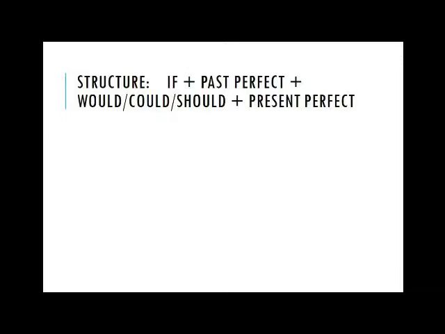Now, from the example we have, you can see a clear structure of the conditional type 3. There is an if clause, and that if clause is written in the past perfect. That is why in the structure you have if plus the past perfect plus a modal auxiliary that can be would, could, should, might, or ought to. All these are modal auxiliaries you can use before the result clause. So you're going to have if plus past perfect plus the modal auxiliary plus the present perfect.